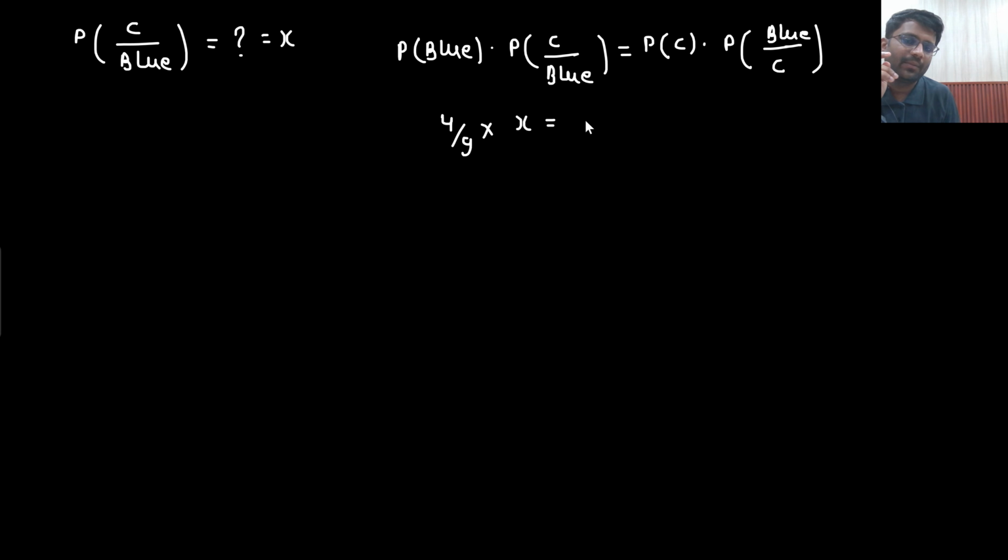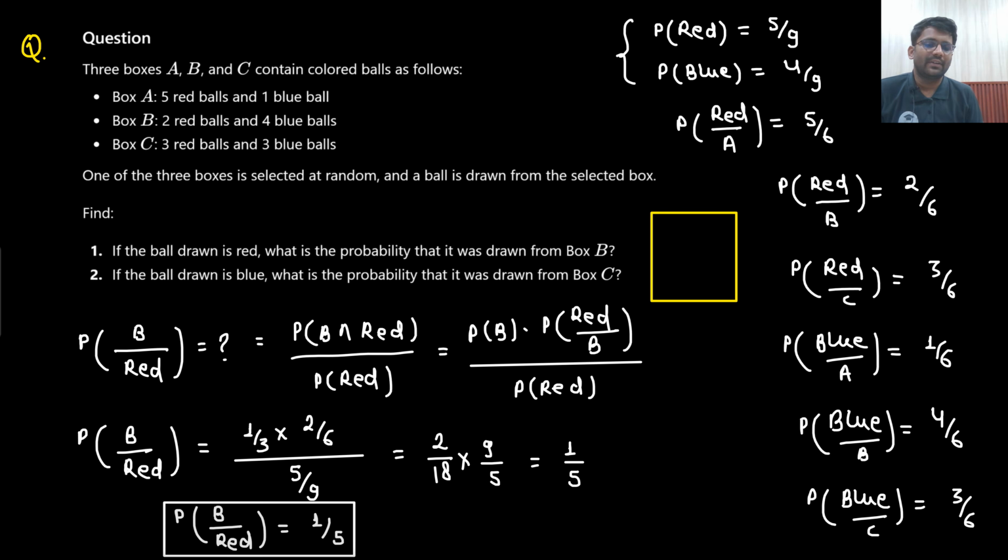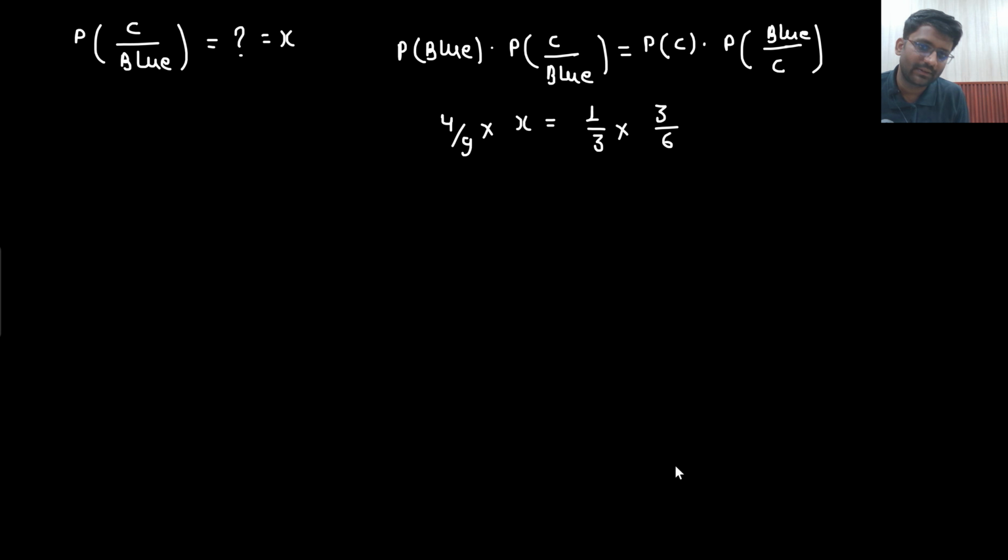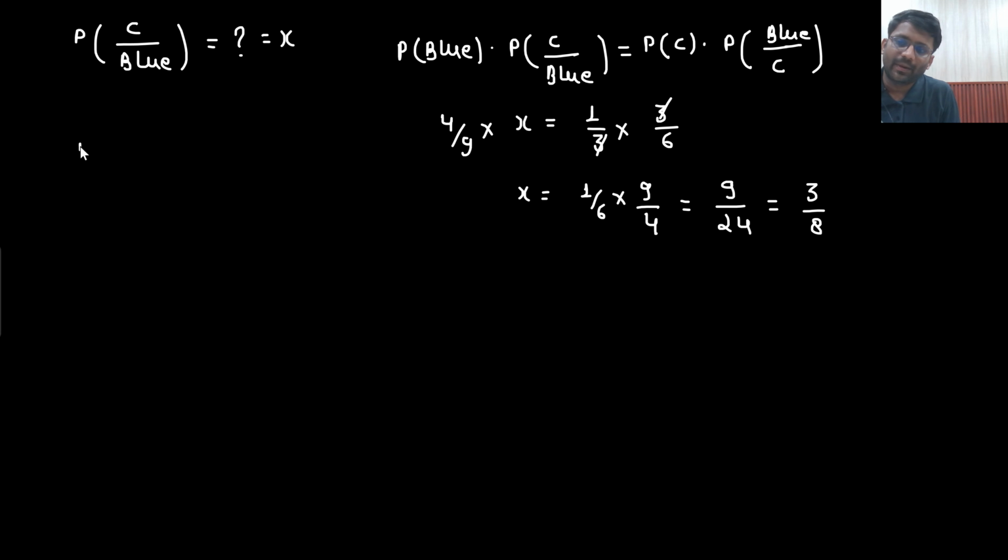This would be equal to the probability of selecting box C, that is 1 by 3, and the probability of getting a blue ball such that box C was selected, that is 3 by 6. Okay. So the answer will be 1 by 6 into 9 by 4, because 3 and 3 are getting cancelled. 1 by 6, this will come here, it will become 9 by 4. So the answer would be 9 by 24, which is 3 by 8. So the probability of selecting box C given that blue was already selected is 3 by 8. There you go, job done.